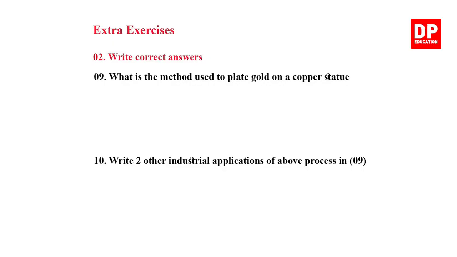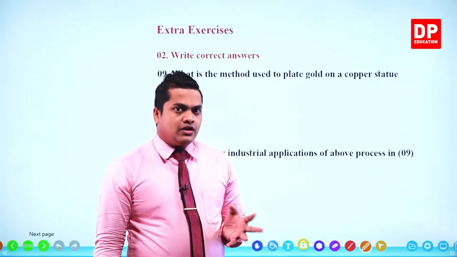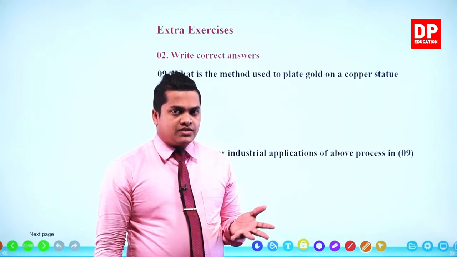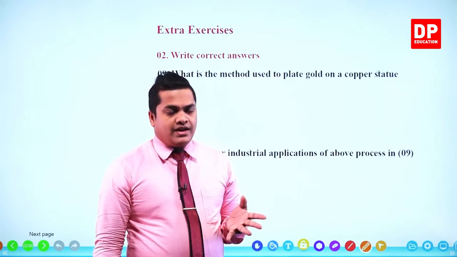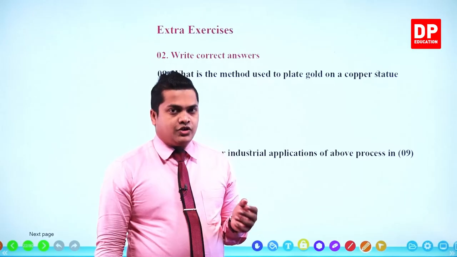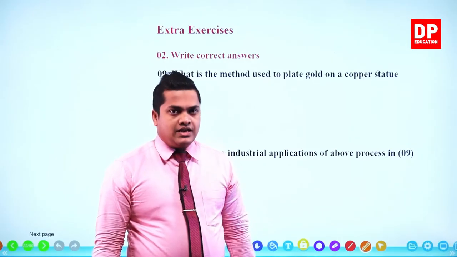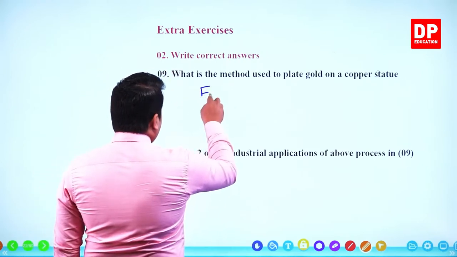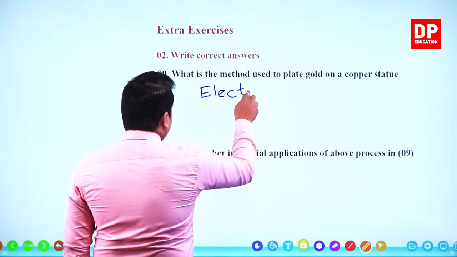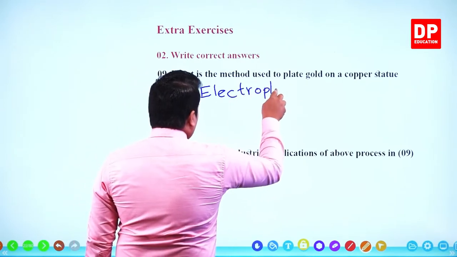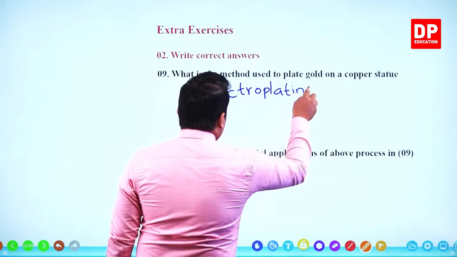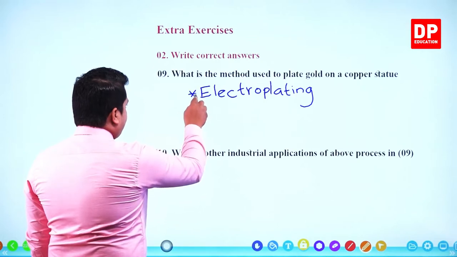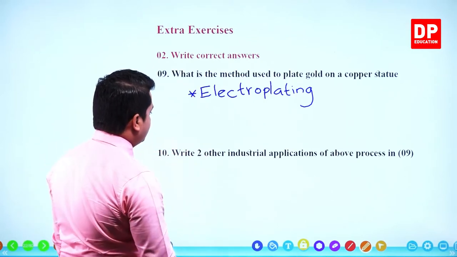So my dear children, the method that we use to plate gold on a copper statue, if you want to plate gold on a copper statue, is the method called electroplating. So we can write down the answer, electroplating. Electroplating is our answer.